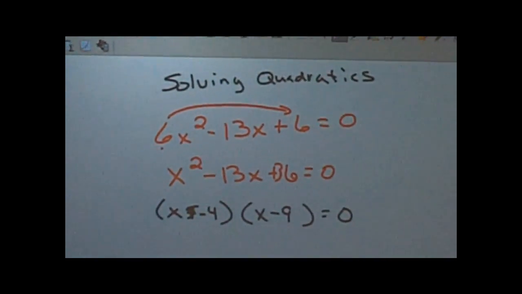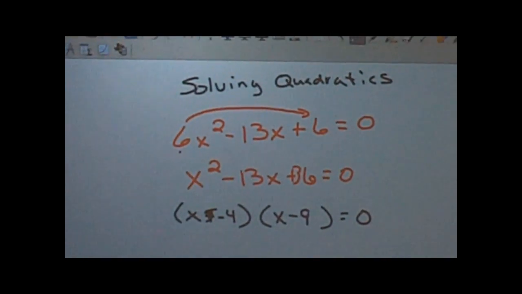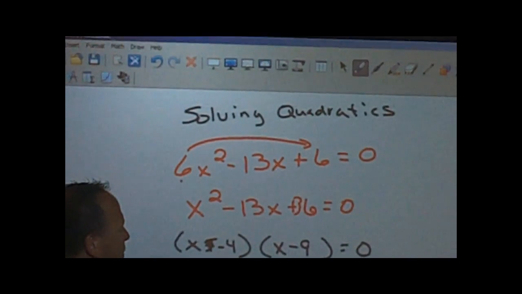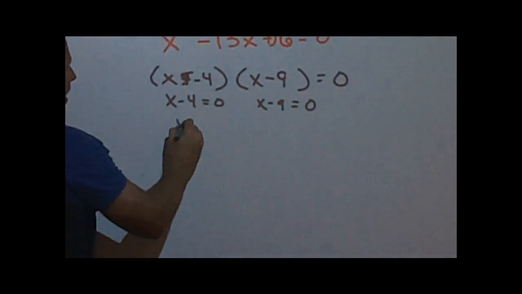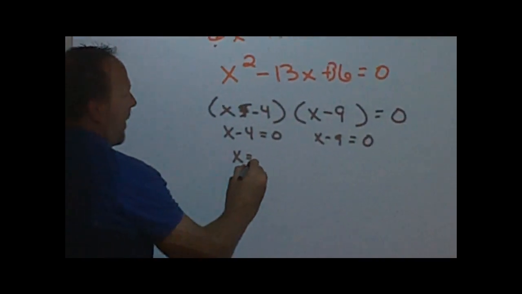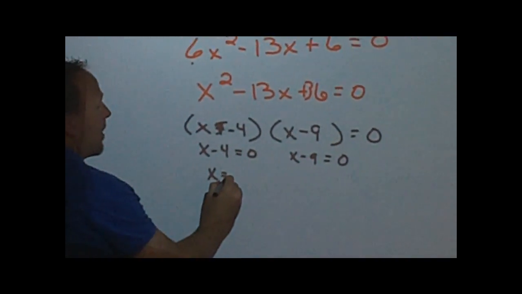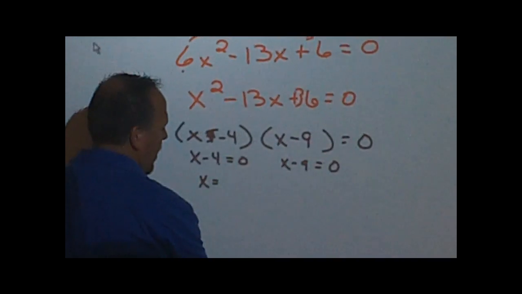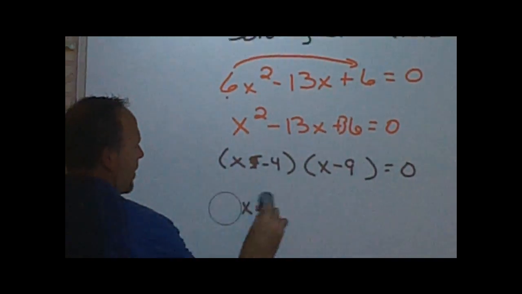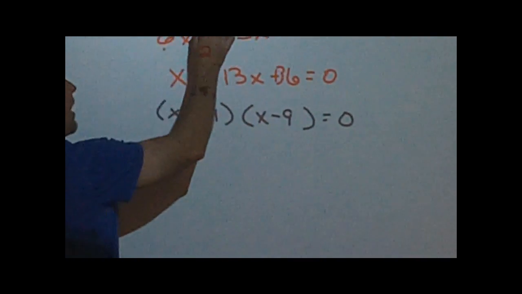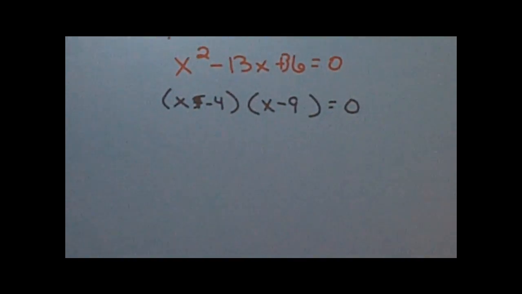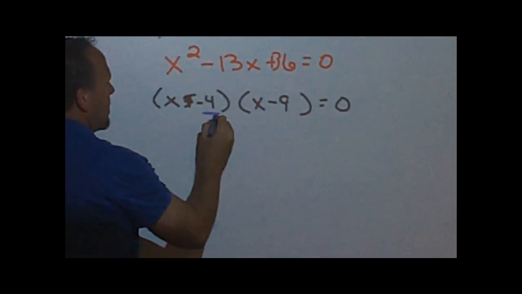Now I have x minus 4 equals 0, and x minus 9 equals 0. Since we multiplied by 6 at the beginning, we have to divide by 6.